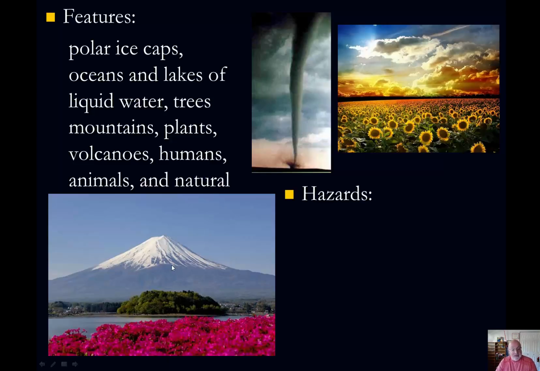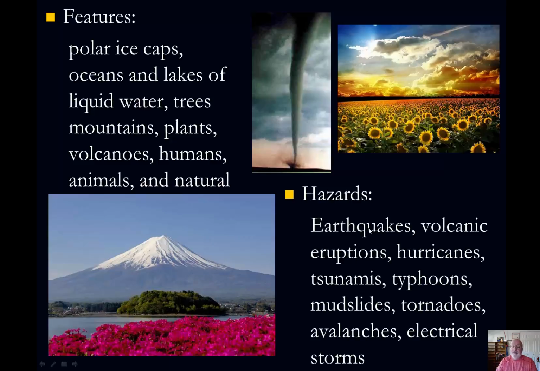Hazards. Well, we have volcanoes. We have tornadoes. We have storms. We have earthquakes. We have volcanic eruptions. We have hurricanes. We have tsunamis. We have typhoons. We have mudslides. We have tornadoes. We have avalanches. We have electric storms with lightning.